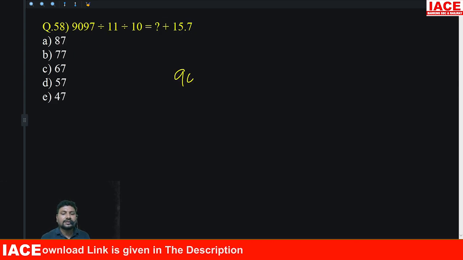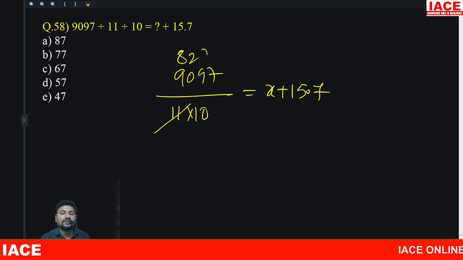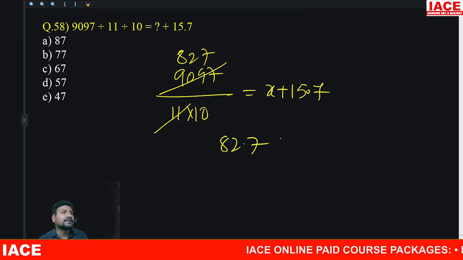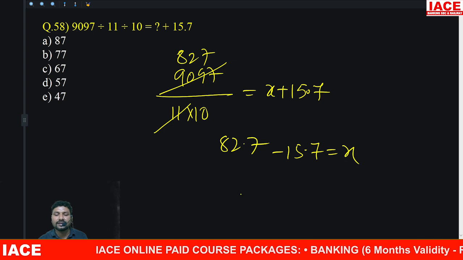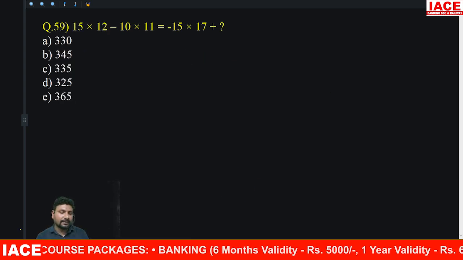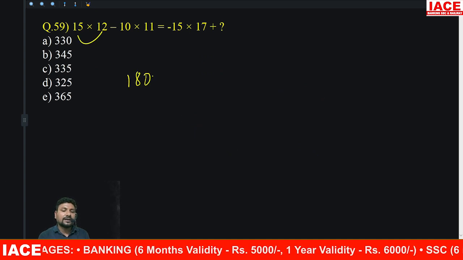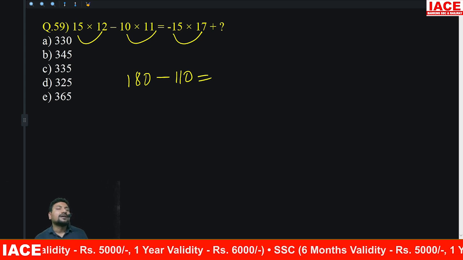Here 9097 is divisible by 11 into 10 equal to x plus 15.7. Cancel with 11. 11 8s are, 11 2s are, 11 7s are 82.7. 10 means it is a 82.7. You divide it with 10 and remove the 15.7 to get the answer. What is the answer? 67, option C.